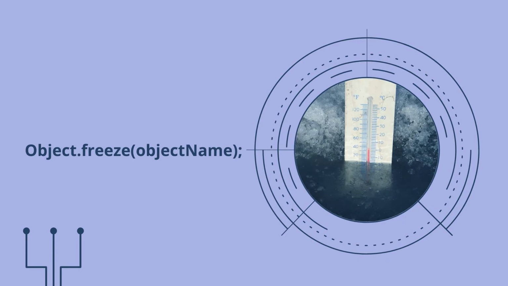Once you have used this method, you will not be able to change the object, and if you are running your code using strict mode, an error will be thrown. The return value of the method will be the object which was passed into the function. The syntax for this is as follows: Object.freeze, parentheses, and then your object name.